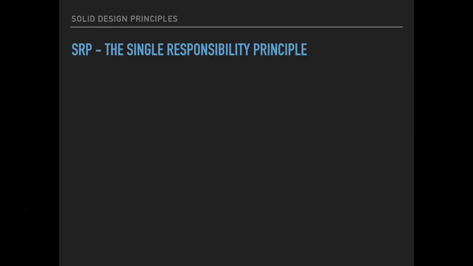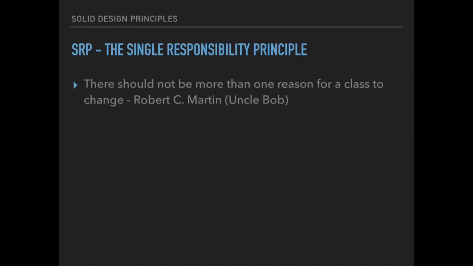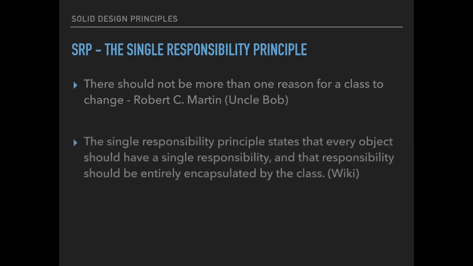We'll begin with the single responsibility principle. There should not be more than one reason for a class to change. This statement was given by Uncle Bob, where he says you should not have more than one reason for a class to change. Okay, we have a Wikipedia definition. The single responsibility principle states that every object should have a single responsibility. That's why it is named single responsibility principle. And the responsibility should be entirely encapsulated by the class.